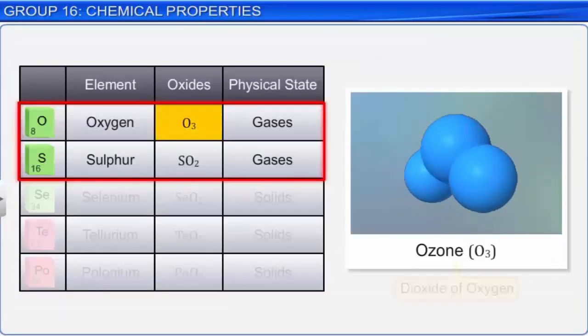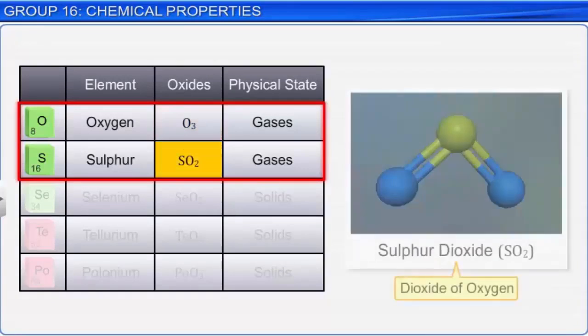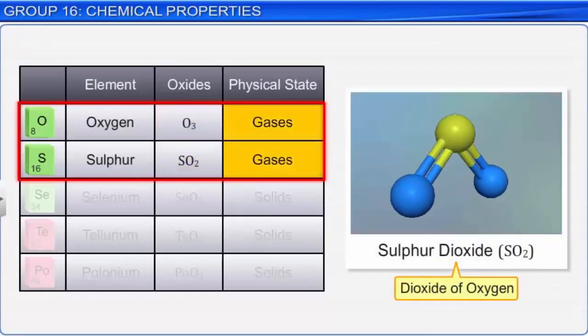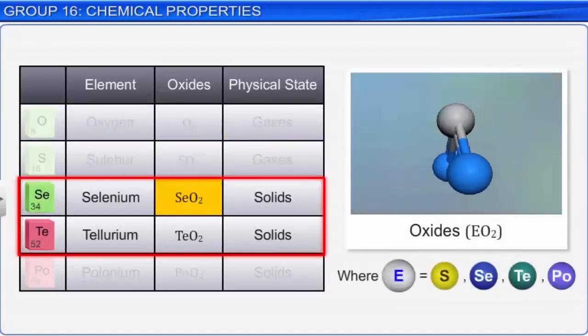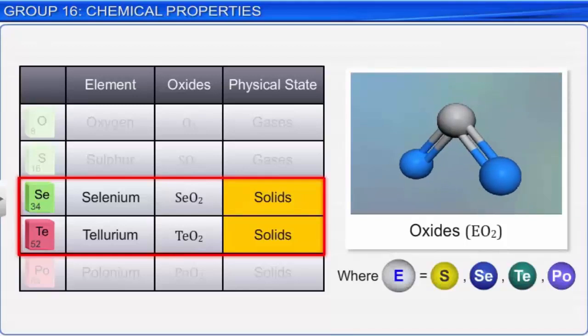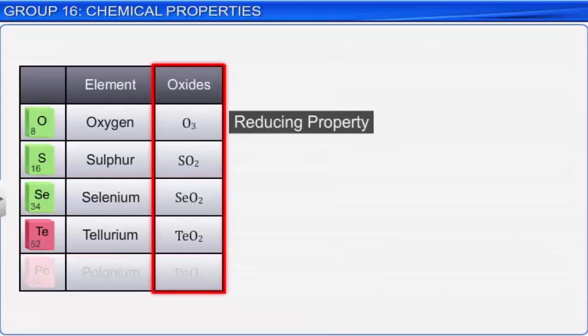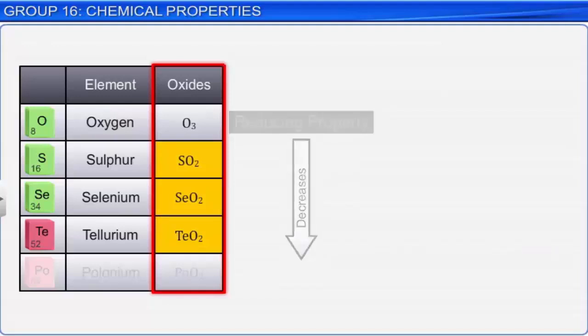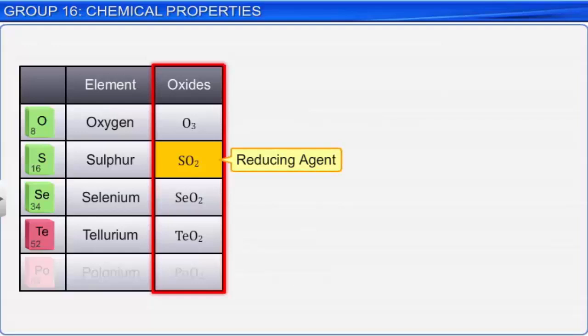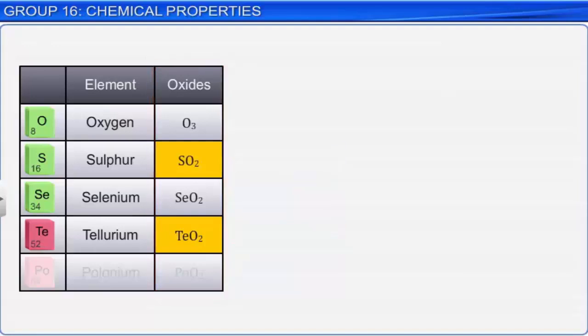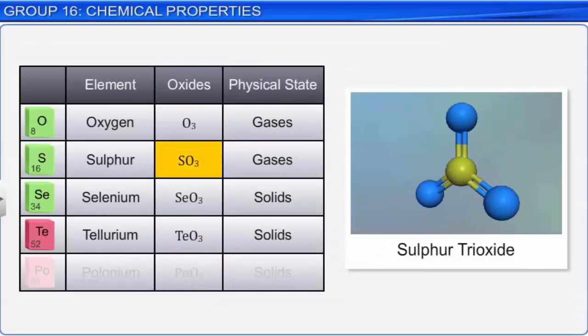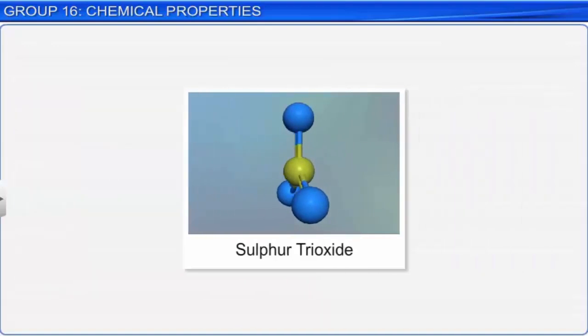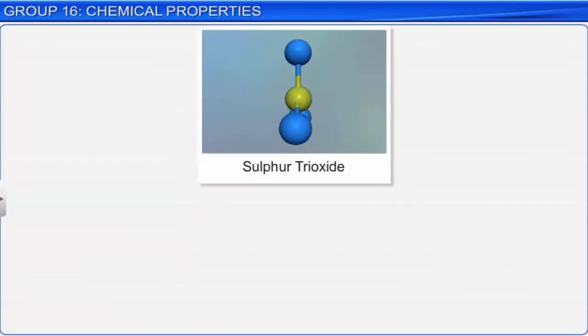Ozone, which is treated as a dioxide of oxygen, and sulfur dioxide are gases, while selenium dioxide and tellurium dioxide are solids. The reducing property of these dioxides decreases from sulfur dioxide to tellurium dioxide. Sulfur dioxide is a reducing agent, whereas tellurium dioxide is a good oxidizing agent. Sulfur trioxide is the only important trioxide in this group. At room temperature, sulfur trioxide is a solid and exists in three distinct forms: alpha, beta, and gamma.